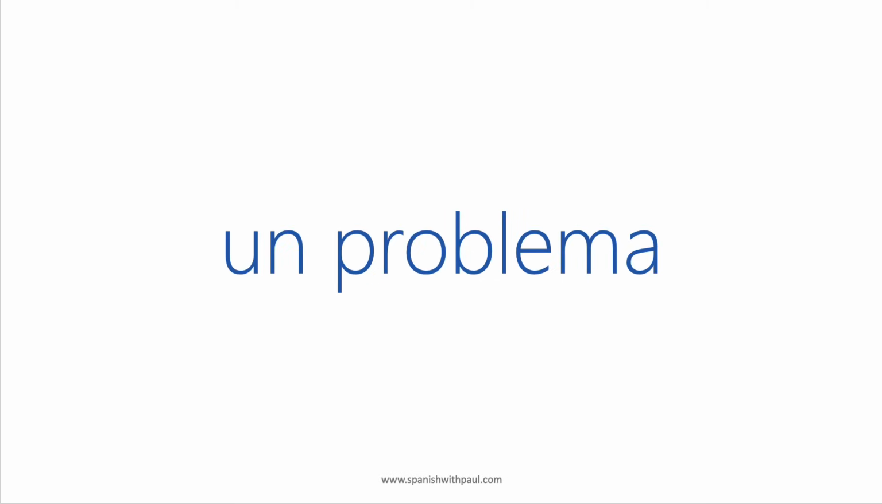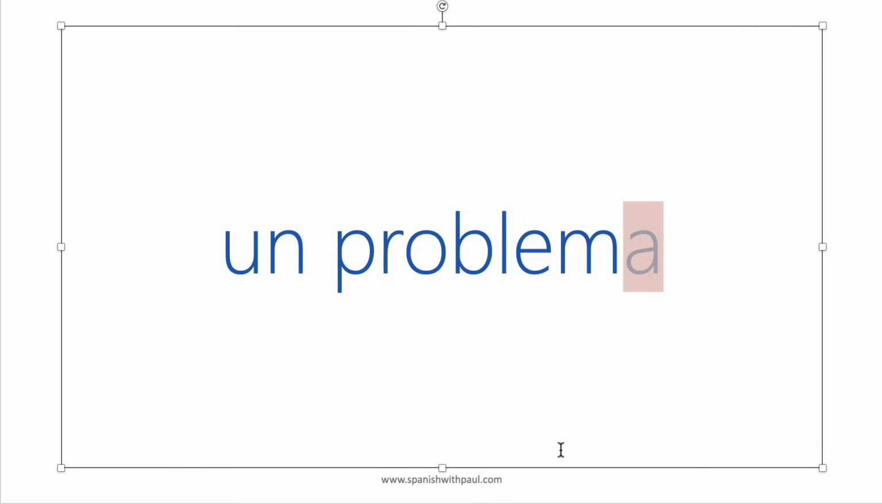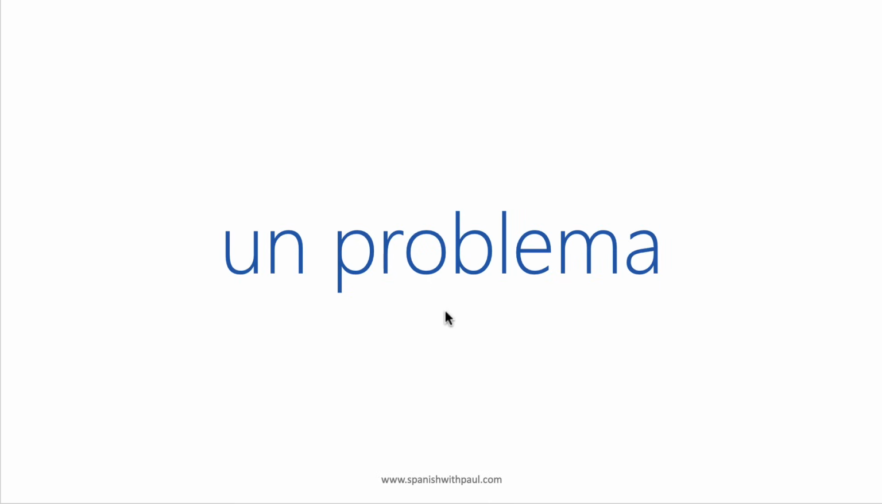The word for a problem is very, very similar to English. It's simply un problema. We take the word problem and simply add an a onto the end of it. Notice that this noun is classified as masculine, so it's never una problema, it's always un problema.